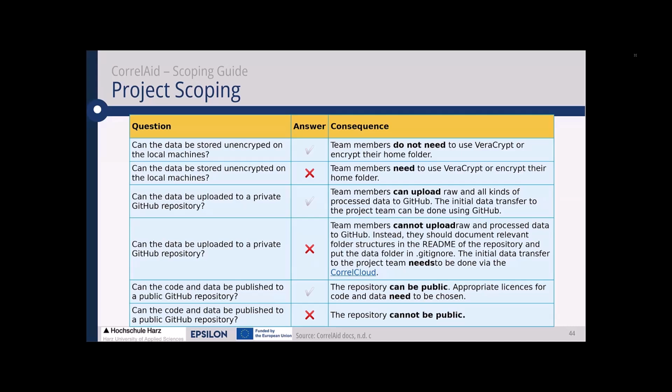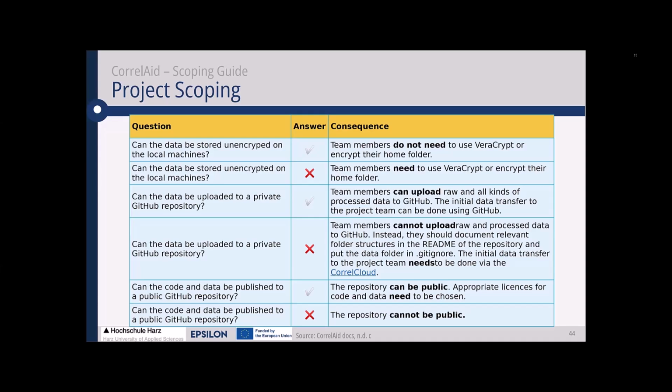And here VeraCrypt is a common encryption tool to apply. Then you should ask if the data can be uploaded to a GitHub repository. If not, you should use particular cloud solutions in line with the nonprofit organization.